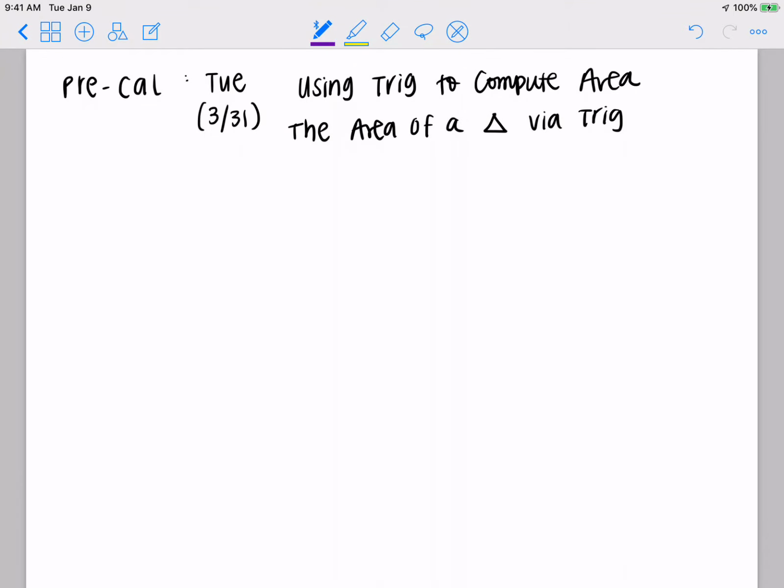I am going to do Tuesday, March 31st notes, and that's on the area of a triangle using trig. Okay, so first off, I have a triangle and it can be any shape of a triangle, and we can review to find the area of a triangle. We know its area equals 1/2 base times height.